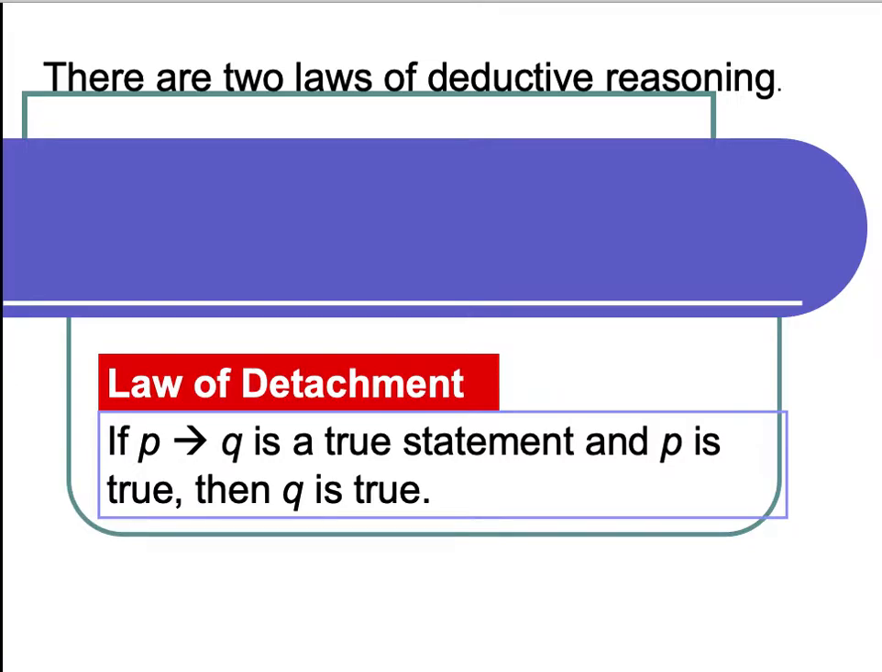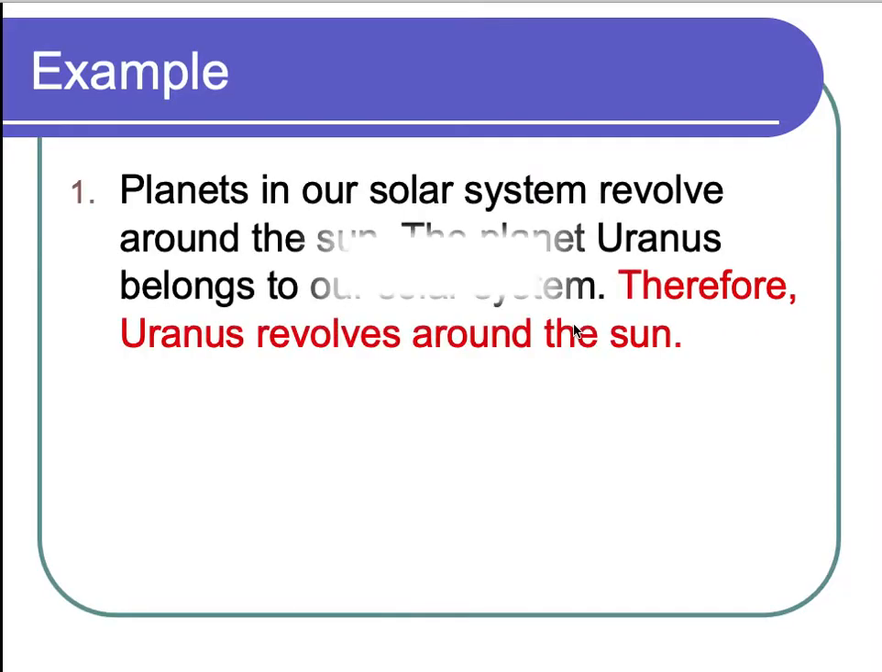So if the given statement P is true, then Q is true. Example, let us say planets in our solar system revolve around the sun. The planet Uranus belongs to our solar system. Therefore, Uranus revolves around the sun.